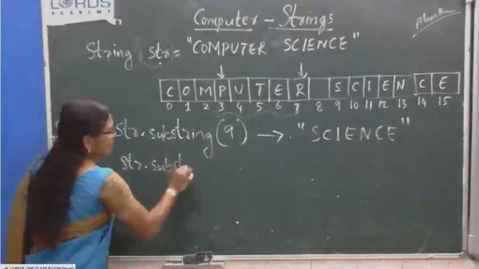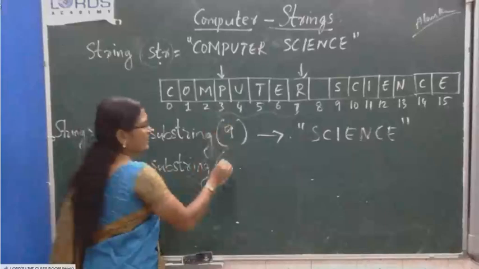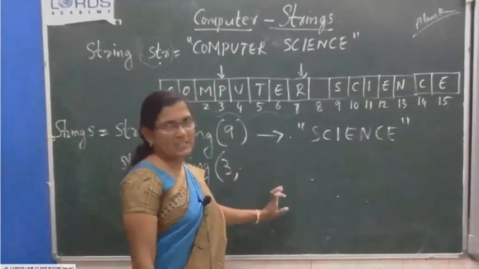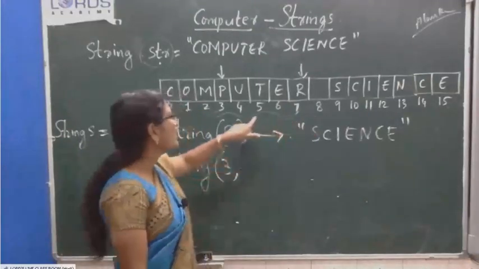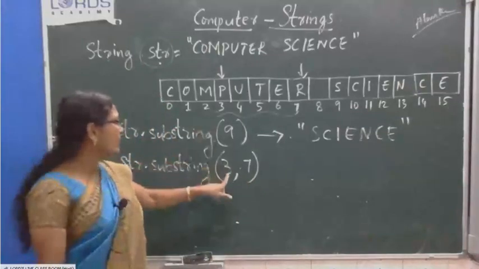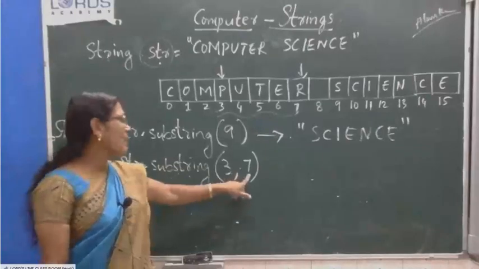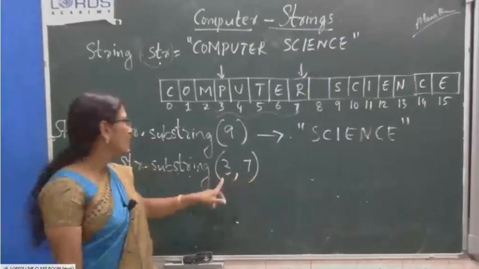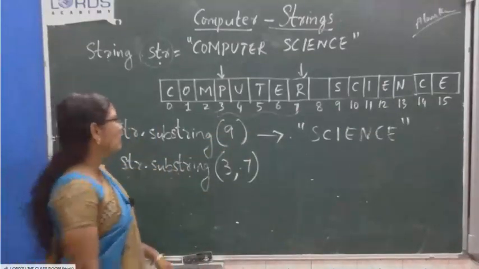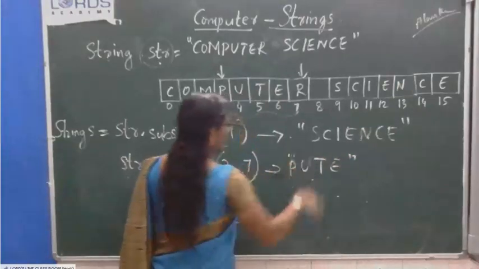substring of starting index number 3 till the last index. Till 7 we have to extract. If you give 7 here, 7 is excluded. If you give 7 there, from 3 onwards, 3 is included, the first specified index is included, the last specified index is excluded. So, 3, 4, 5, 6 will be taken, 7 is not taken. So, what will you get? P-U-T-E is the extracted string.